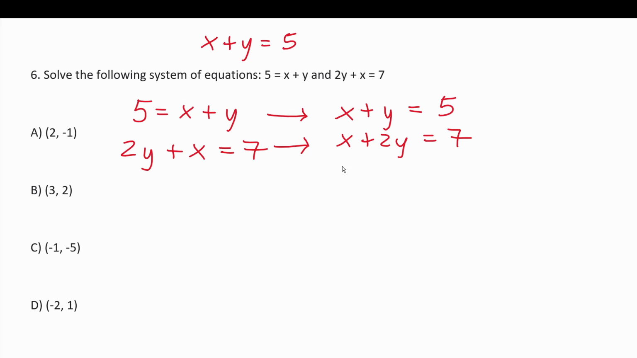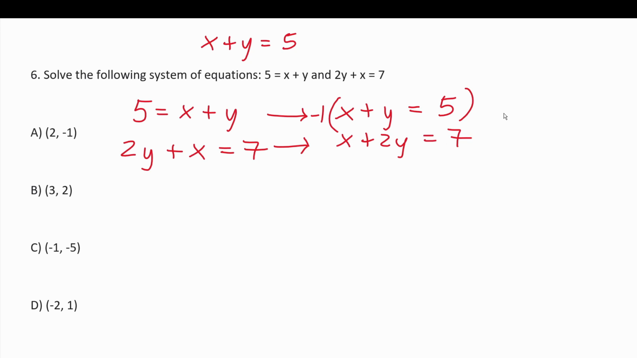Okay, so now that these are in this form, we're going to either use the substitution or elimination method in order to get rid of one of these variables. And once we do that, it's going to be pretty easy to solve for the other variable. According to the elimination method, you're either going to multiply one or both of these equations by a constant, such that when you add both equations together, one of the variables is eliminated. Well, if I multiply this top equation by a negative 1, you'll see that when I add negative x to positive x, that variable is eliminated.